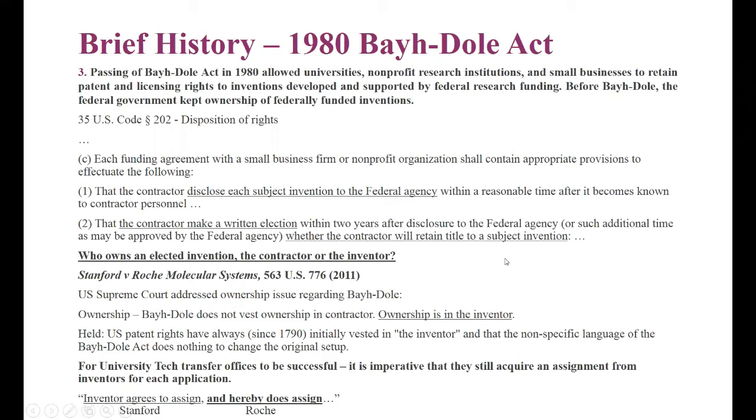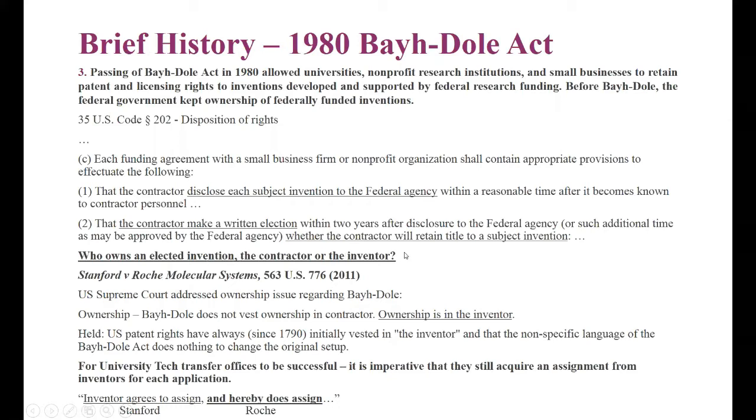And there are some other restrictions. You've got to file a patent application, and the government will get a free license, and there are other things that go with that. But the passage of the Bayh-Dole Act was very important in allowing universities to own the inventions made with federal support. Now, here's a big question that came down. Who actually owns the elected invention?